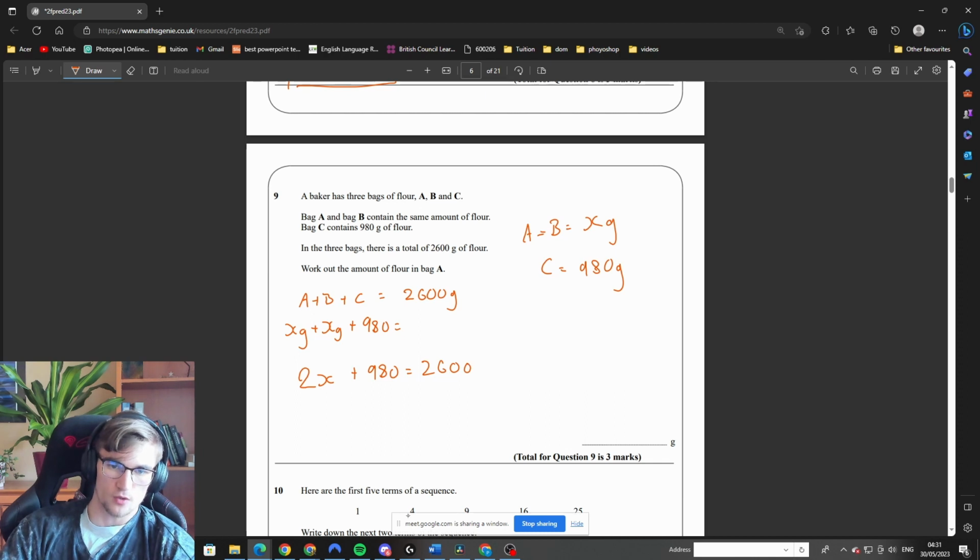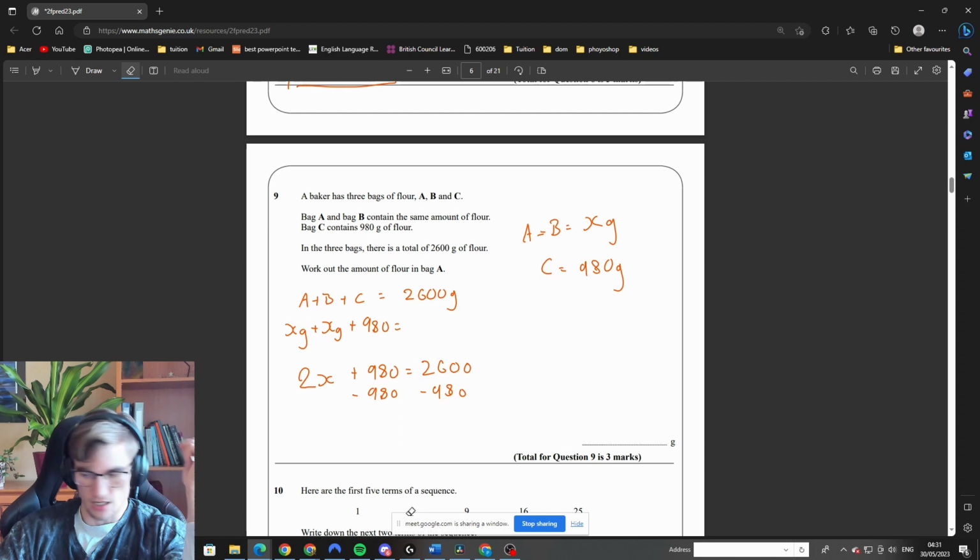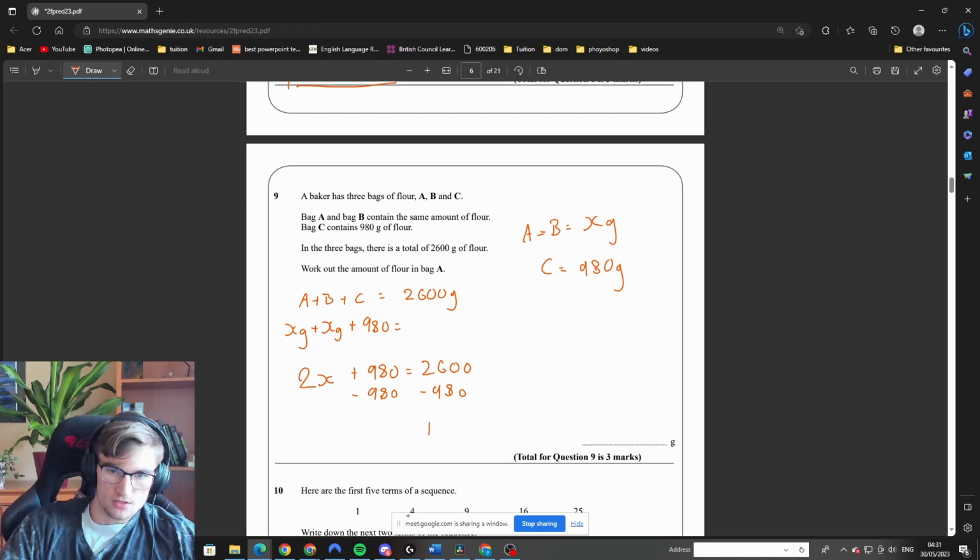So now I want to figure out what X is. So I'll take away 980 from both sides. So we can take our calculator, 1,620. So that's what the 2 X's are equal to. But now I want to know what 1X is. So I'm going to have to divide that by 2, 810. So that's how much 1 bag must weigh.